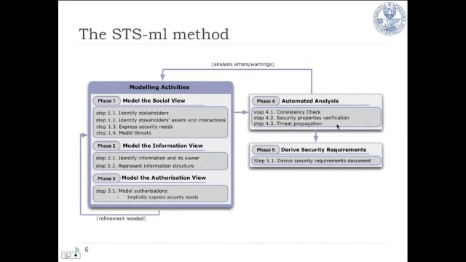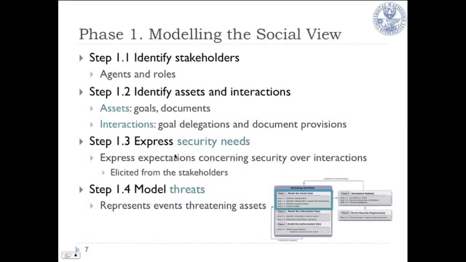And then we want to check all the threats that we've modeled in the social view affecting the different assets, the stakeholders' assets, and how they influence the rest of their assets. So threat propagation is handled in this third phase of automated analysis. And finally, once we've dealt with all this, we can derive the set of security requirements and generate the security requirements document. So now I'm going to go through all these phases in detail so you can see more closely what is performed in each step.